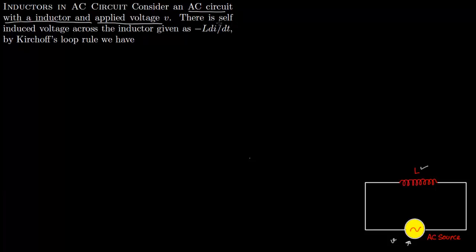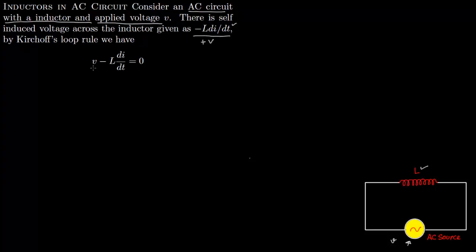Now we have read in the previous chapter that there is a self-induced voltage across this inductor. This self-induced voltage is given as minus L di by dt. So by Kirchhoff's loop rule, you have the voltage applied V, and then you have this back EMF, minus L di by dt, and the sum is equal to 0. So V minus L di by dt, you add V to this self-induced EMF, and this is equal to 0.